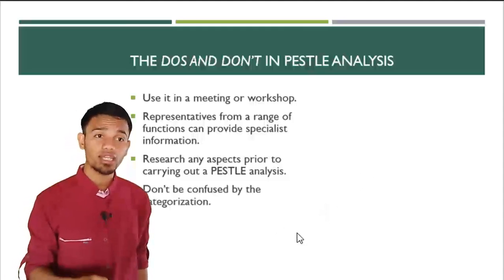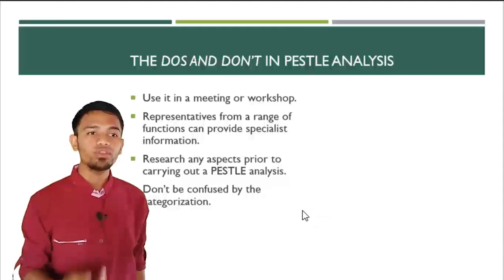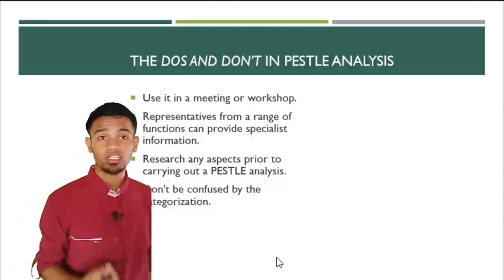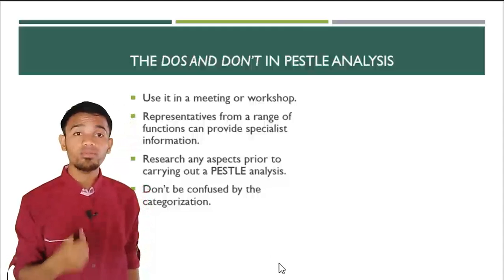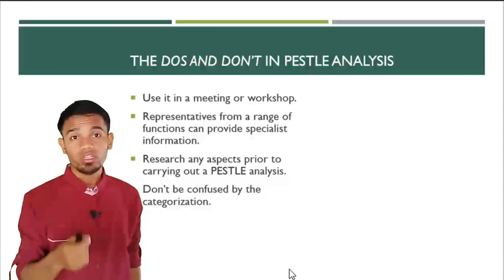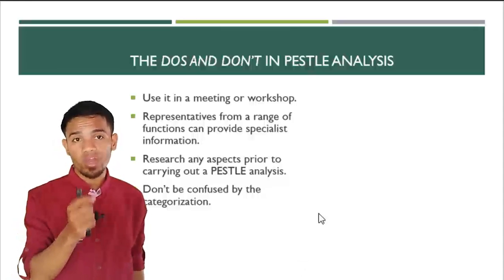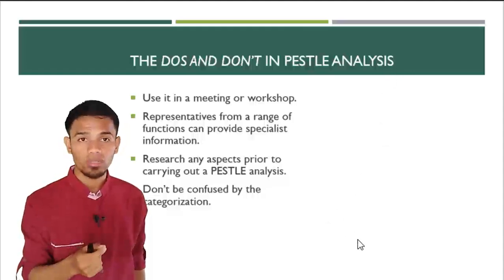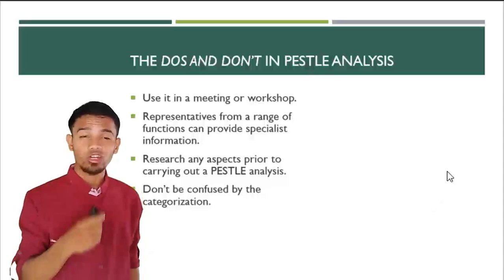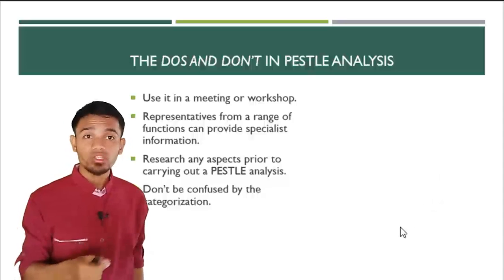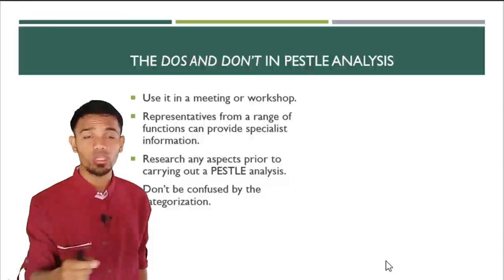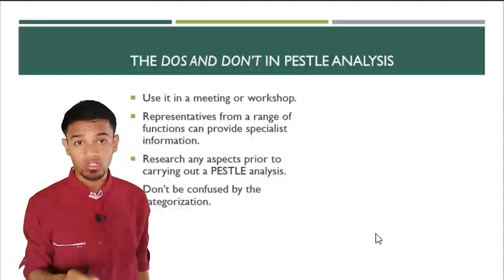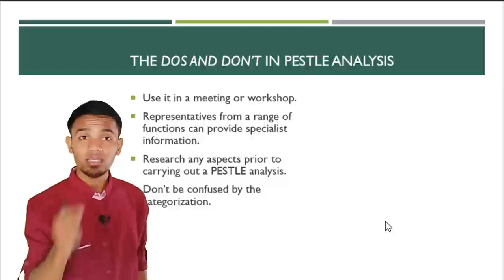So now let's go to the next don't, which is: don't be confused by the categorization. We know that there are 6 key aspects that you need to analyze, but don't be confused by the categorization. For example, you don't understand how to categorize a new regulation. For example, President Jokowi released a new regulation. Is it a political issue, economic issue, or legal issue? Don't be confused by that. Just put it down, whether as a political issue, a legal issue, or an economic issue. It depends on your discussion. The most important one is the impact.